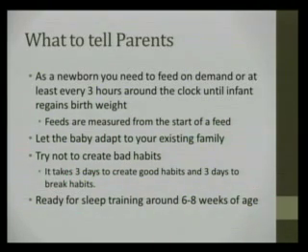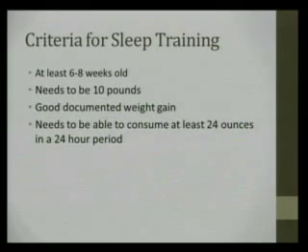Then at around 6 to 8 weeks, if they meet certain criteria that we're about to go over, they're ready to sleep train. Some of the criteria: they need to be at least 6 to 8 weeks old before we start talking to them about it. They need to be at least 10 pounds, documented with good weight gain. They're not failing to thrive, not gaining weight and then staggering. They need to be documenting consistently good weight gain. And they need to be able to consume at least 24 ounces in a 24-hour period in order to start the sleep training process, because we're not trying to starve our little ones here.